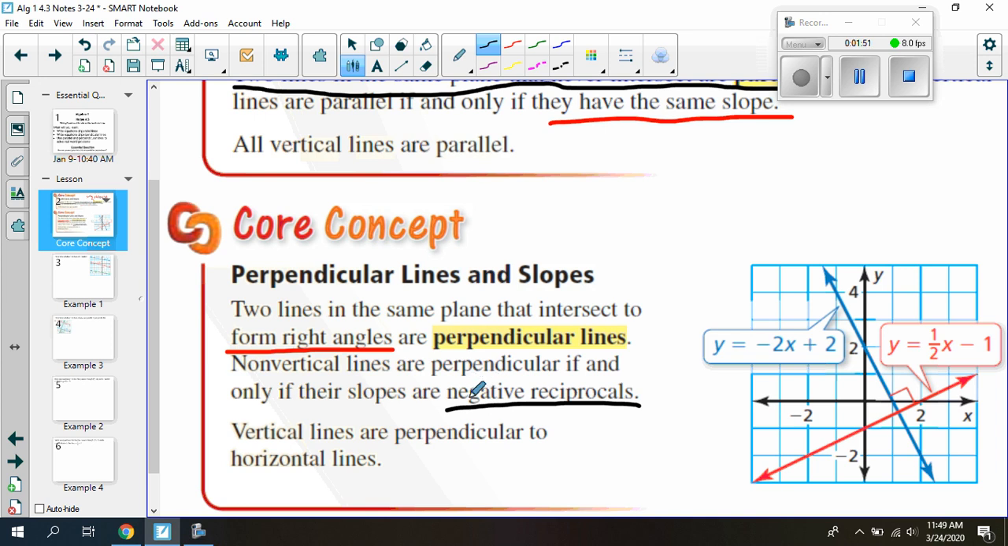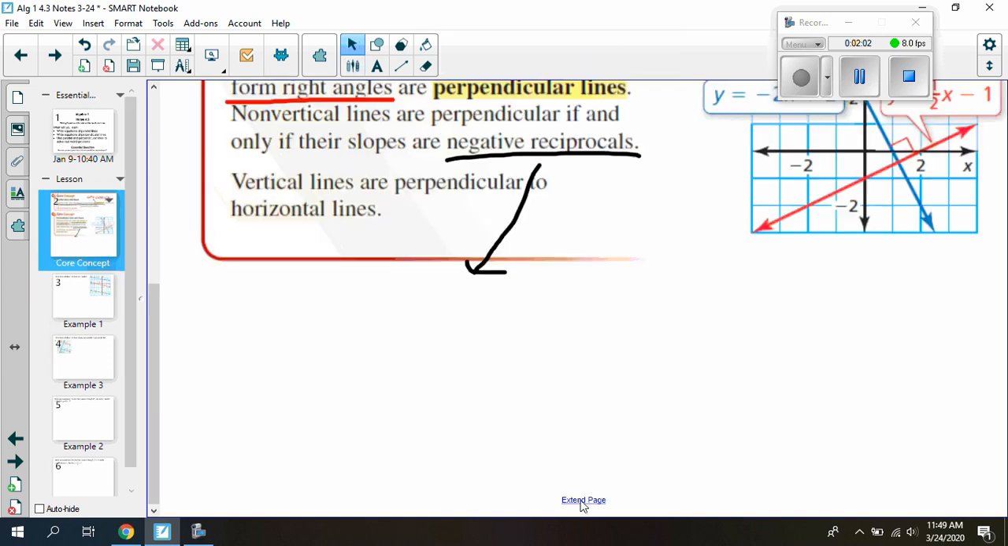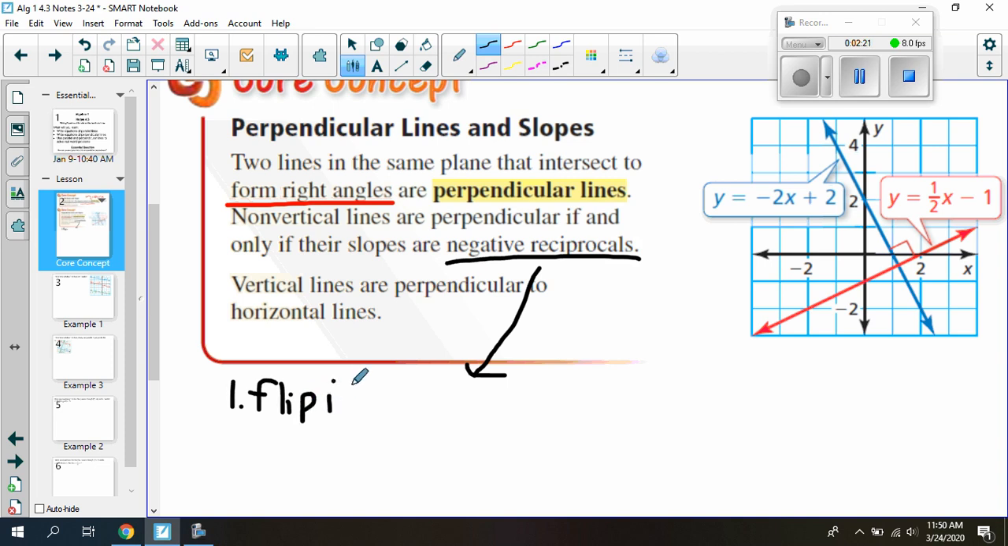But what we're really going to do, what does that mean? Well, what that means is we are going to do two things. We are going to flip the slope. I call it flip it. Keep it simple. We're going to flip it. And we're going to change the sign. Okay?